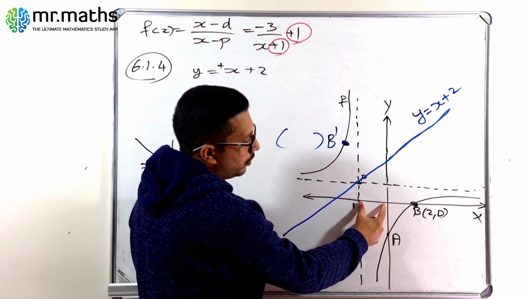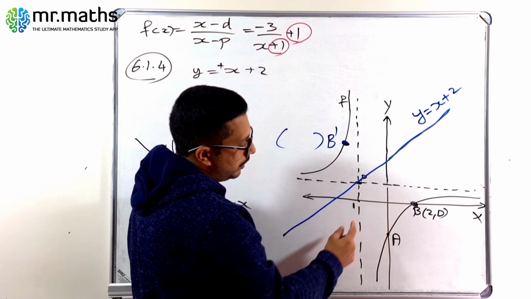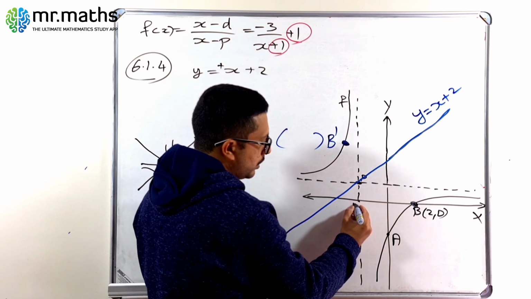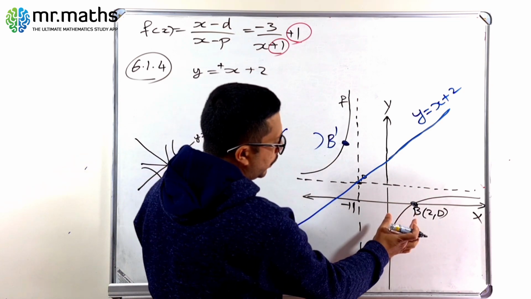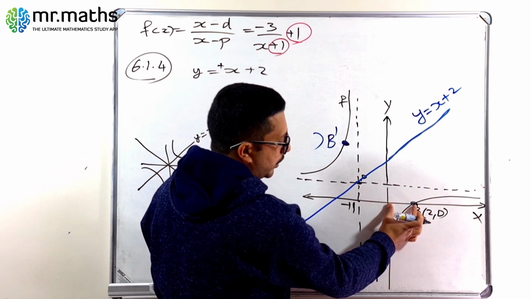This is also, what is here? This point is minus 1. Okay, so here this distance is 2 centimeters.